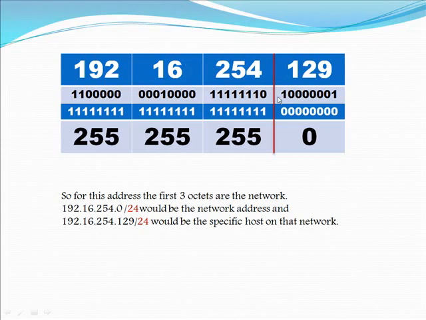So this becomes all zeros. And then once you're actually referencing the individual host, this whole thing will represent the host. Specifically, the host will be the last 8 bits. So in order to define the host on the network, you get 192.16.254.129 would be the host on the 192.16.254.0 network.